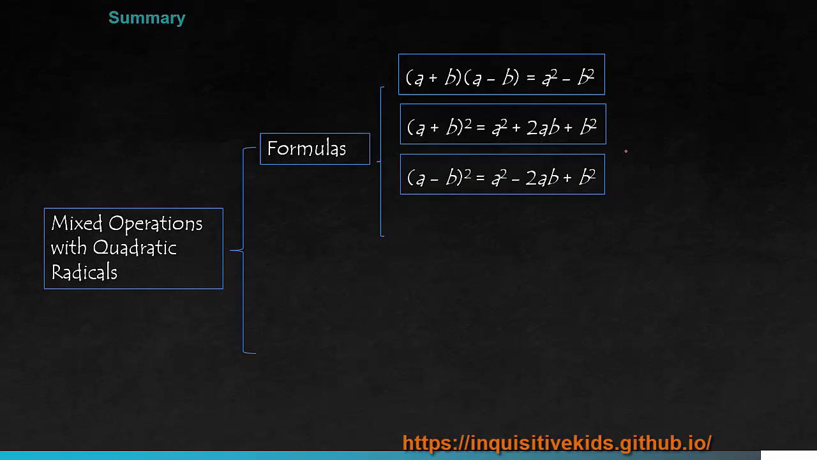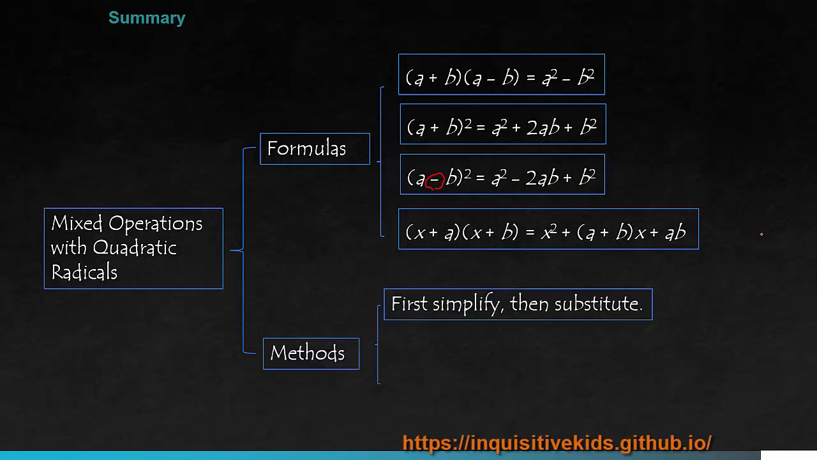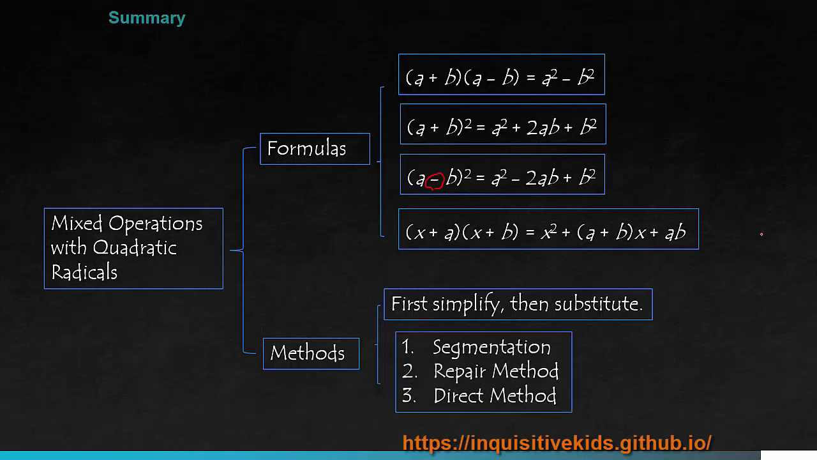And again, this is the same thing, the perfect square formula, except that this time it's a negative sign instead of a positive sign. And this is a formula that you can use to simplify polynomial times polynomial if one of the terms are the same. So you would get x squared plus the sum of ab times x plus ab. We learn to first simplify, then substitute if we have given values. And for those geometry problems, we have 3 different ways to solve them: segmentation, the repair method, and the direct method.